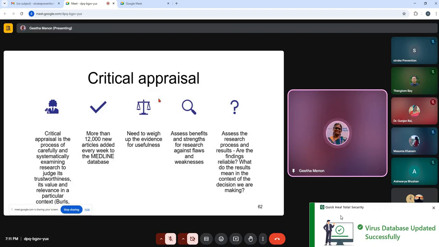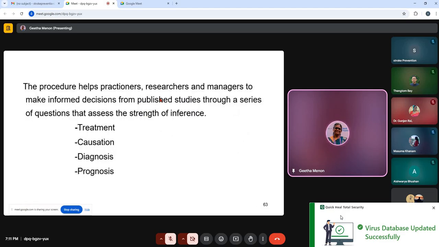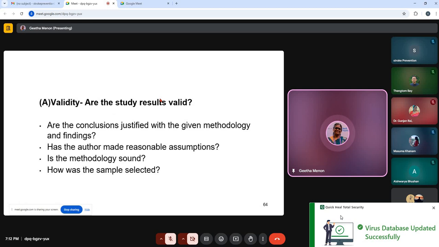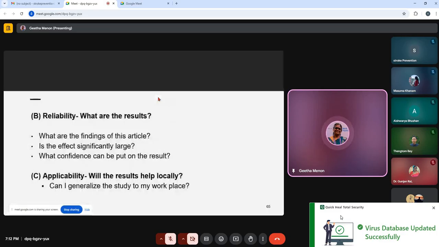The answers to these questions can be obtained only when you critically appraise the articles individually. And each reviewer has to independently critically appraise these articles. So, as I said, it looks for validity, whether the conclusions have been reached using a specific methodology. Has he made reasonable assumptions or not? Has the sample size been properly calculated? Has it been reported properly? And what is the reliability of these findings?